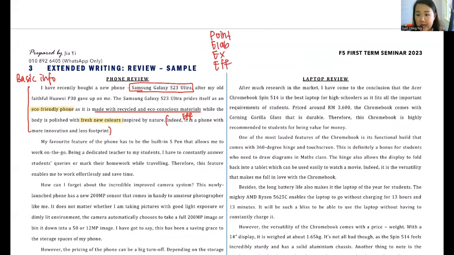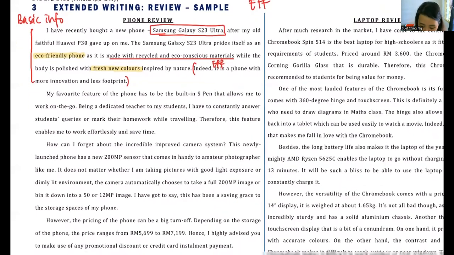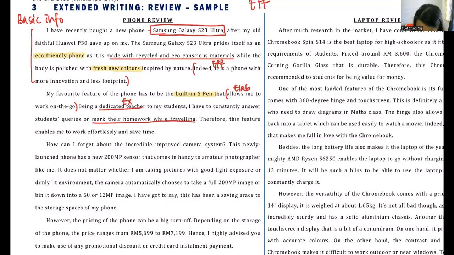So you're going to see it appear in the next couple of paragraphs in your body. So number one, built-in S Pen, feature one. And then you've got allows me to work on the go, elaboration. Example, as a dedicated teacher, I can mark while traveling. And then effect, enables me to work effortlessly.